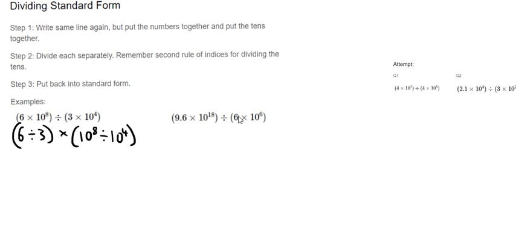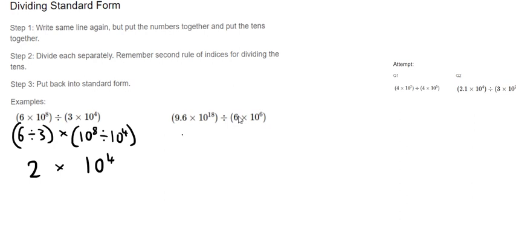So 6 divided by 3, that would just be 2 times, and then you need to know the second law of indices this time. So when you've got the same base with different powers and it's being divided, what you can do with the powers is subtract them. So in this case, it'll be 10 to the power of 8 minus 4. So 8 minus 4 is just 4. So 2 times 10 to the power of 4, and that's just going to be my final answer here because it's in standard form or scientific notation, whatever way you want to say it. Already 2 times 10 to the power of 4.